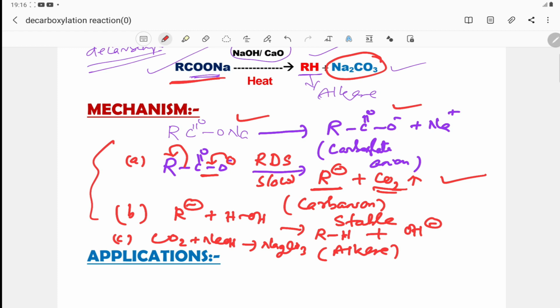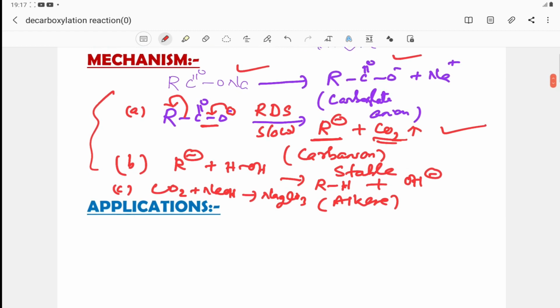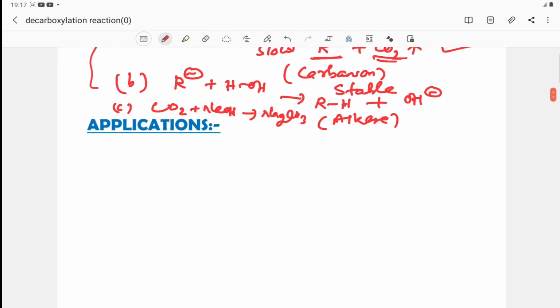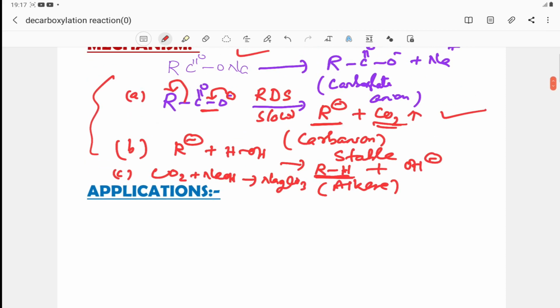Let us discuss the different examples and applications of soda lime decarboxylations. If you see the mechanism, the main product is alkane, and the formation of alkane depends upon the stability of the carbanion. If the carbanion is more stable, then the amount of product will be more. It depends upon the stability.